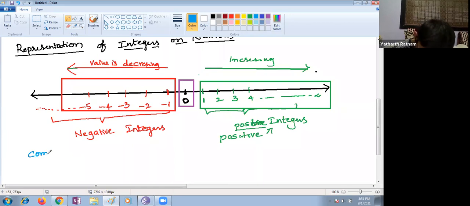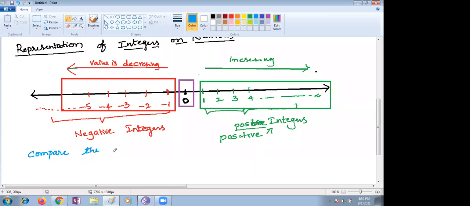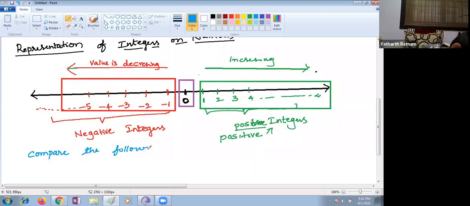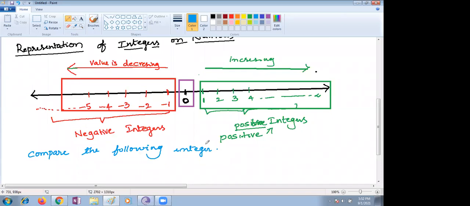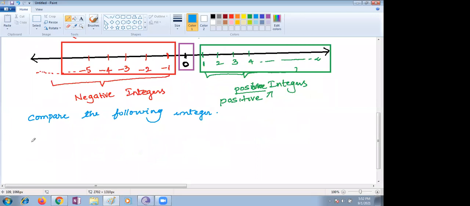Compare the following integers. First, I'm writing all the questions. There are 7 students in the classroom, so I will write 7 questions. You can choose one question. 0 compared with -8. And the second question, 5 compared with -5.